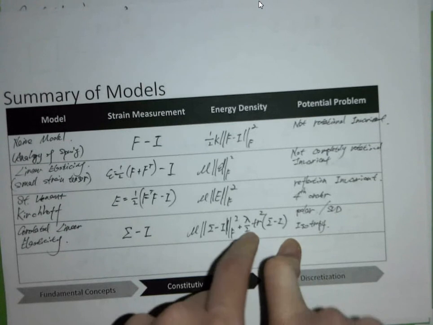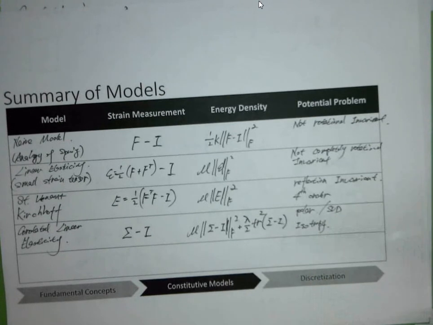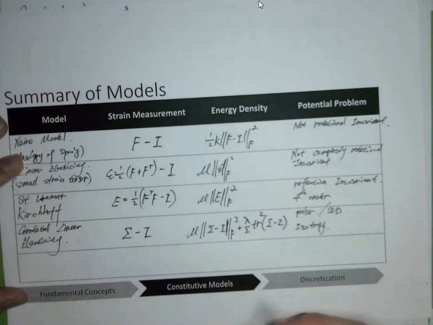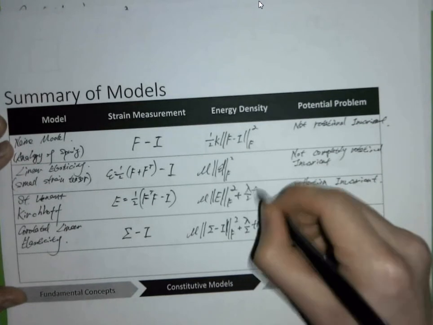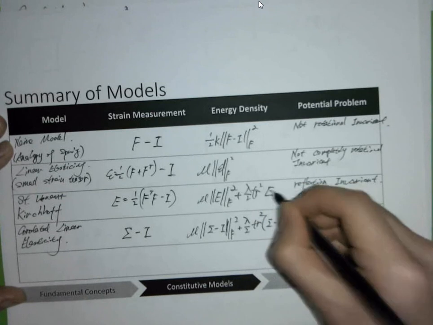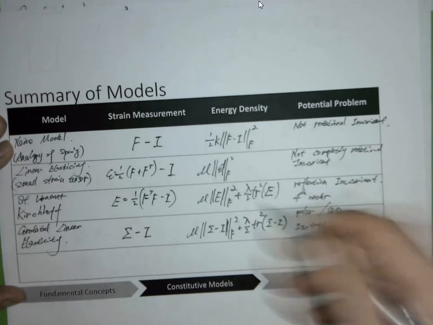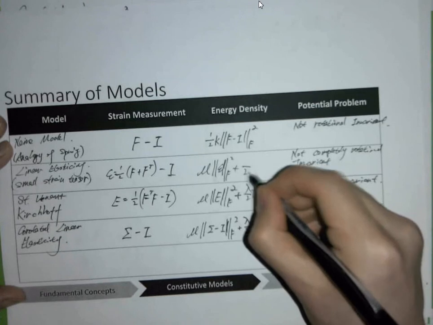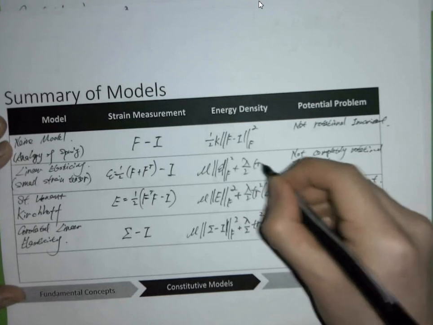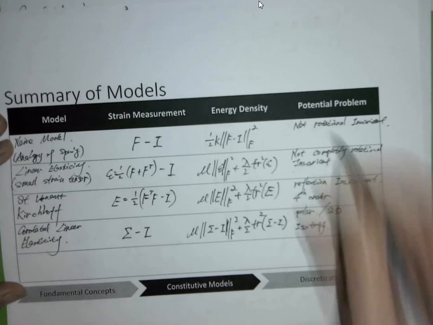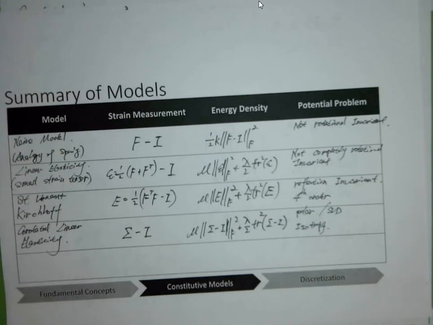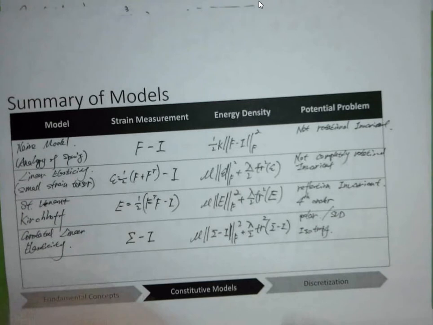All right, and I can do the same trick to all the models above. I can add 1/2 of lambda times the trace of the Green strain tensor squared, or 1/2 of lambda times the trace of the small strain tensor squared, and they all have those kinds of properties, and they preserve volume well.